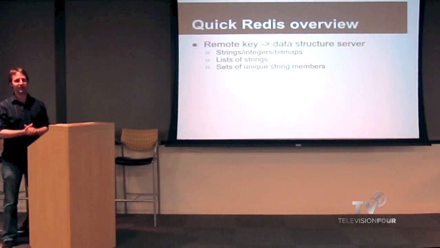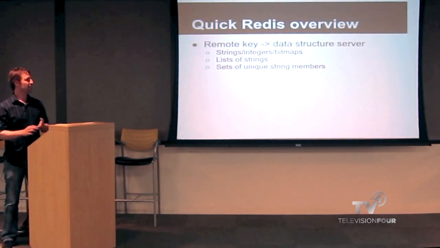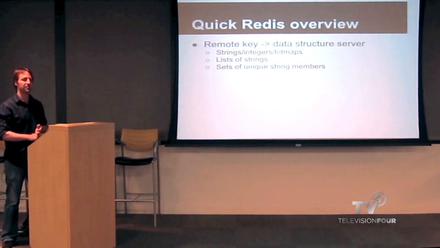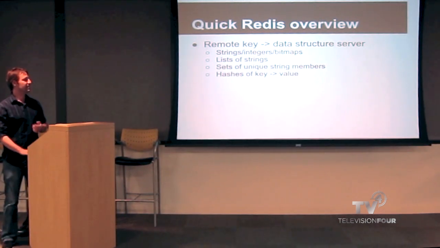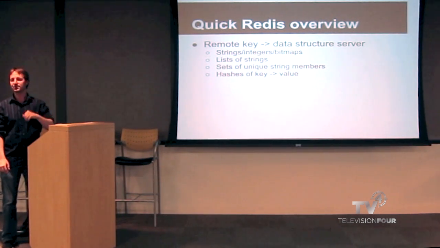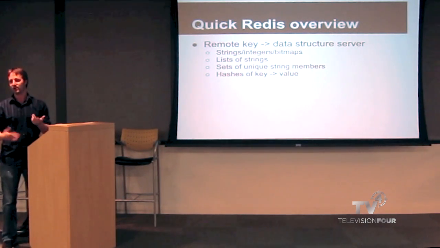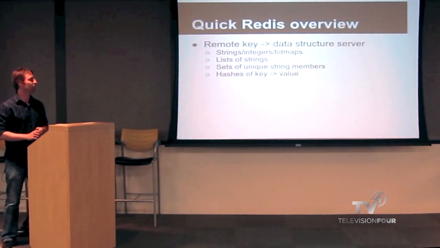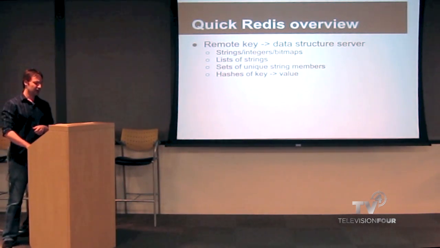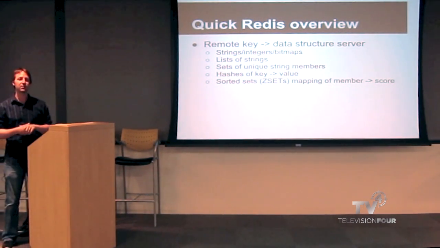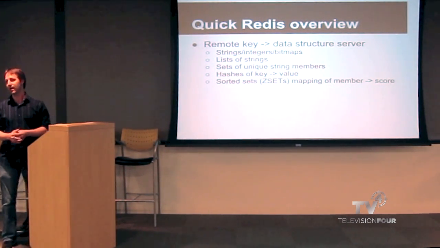And these are very much like lists, except they are unordered. They're backed by a hash table typically. There's some optimizations for strictly integer numbers. Then Redis also supports hashes that map a string key to either a string or integer or floating point value.